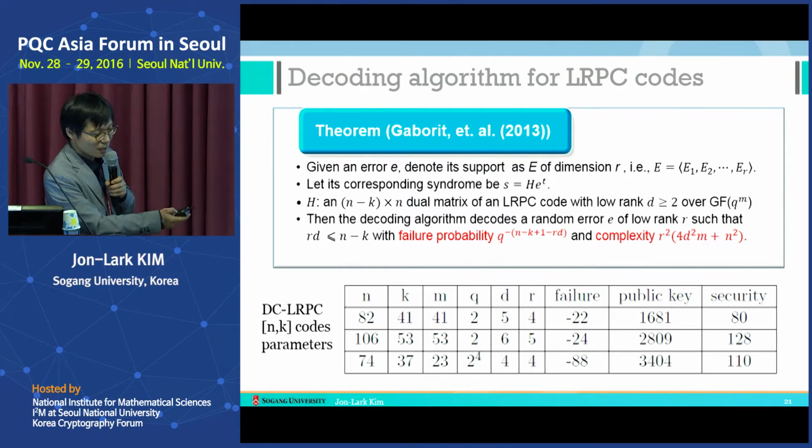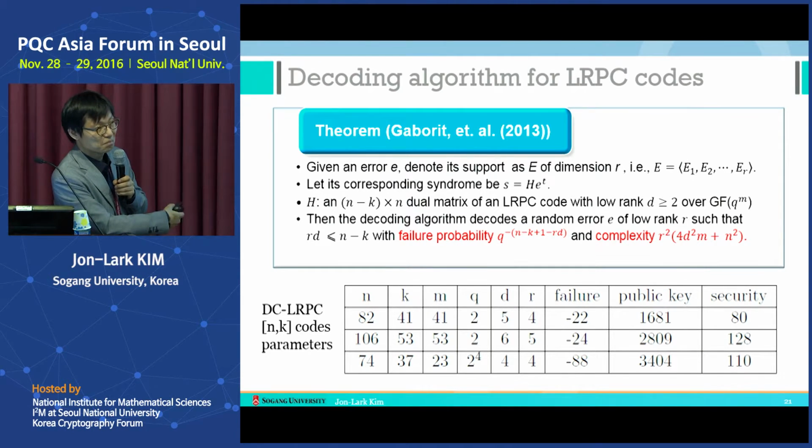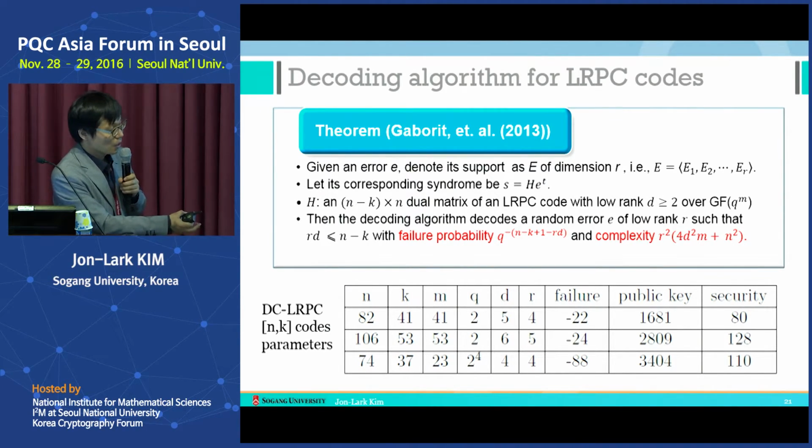But the problem is that they suggested it a few years ago, and not many people have attacked their cryptosystem. As I said, there will be decoding attacks or structural attacks. So these are not done yet. Okay.